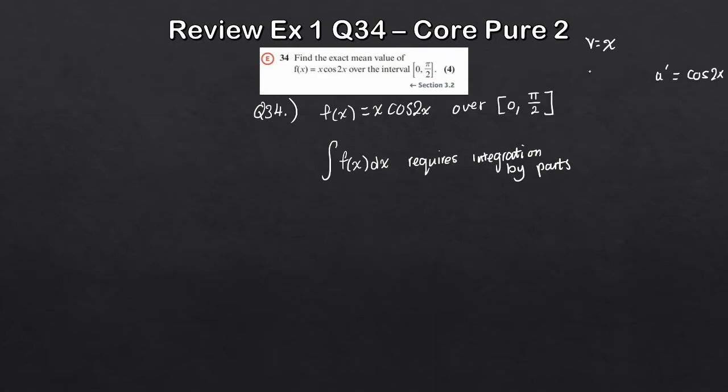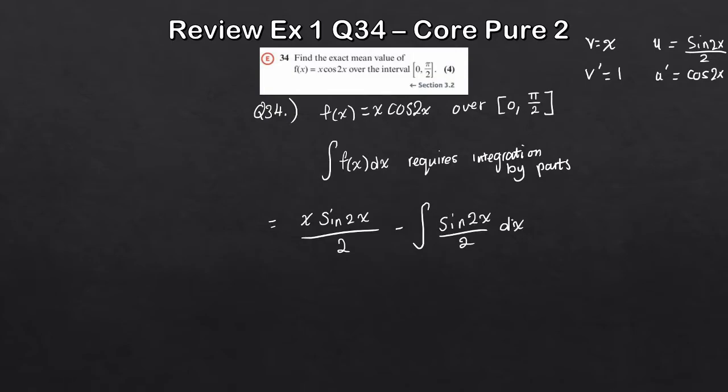So in other words, you differentiate this to get v prime, so the differential of x is just 1, and you integrate this u prime to get u. So this would simply be sine 2x divided by 2, because we've got the 2x here. So now we've just got to apply the formula for integration by parts. So this is uv, so u times v, so this is x sine 2x over 2, minus the integral now of v prime u. So this is 1 times sine 2x over 2, so just sine 2x over 2 dx.